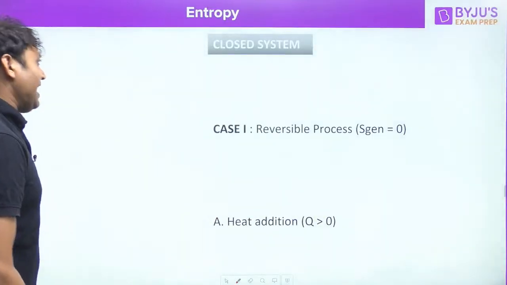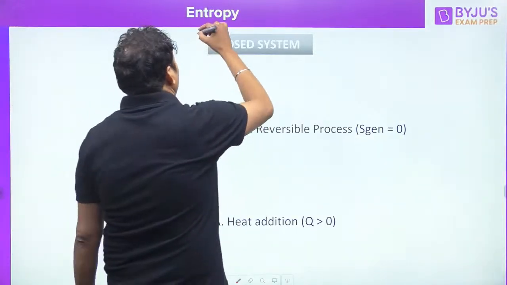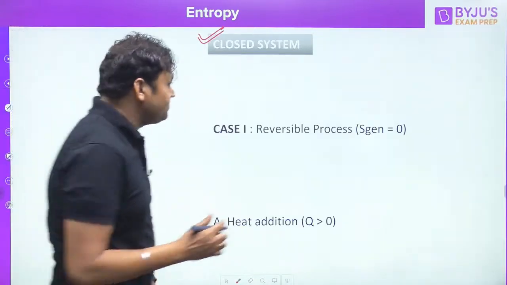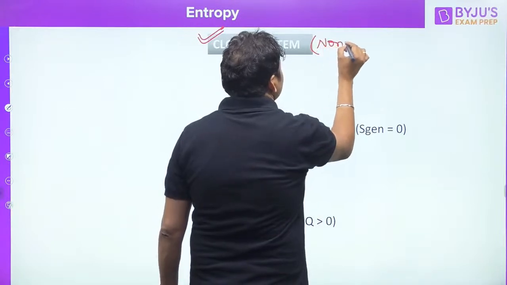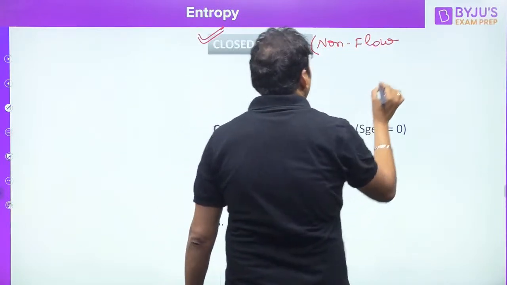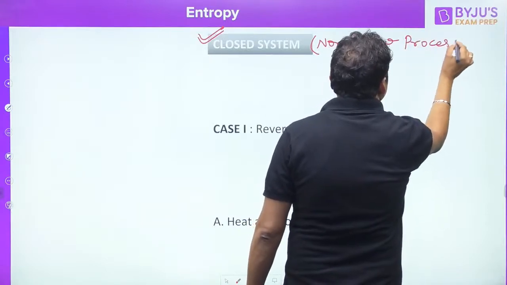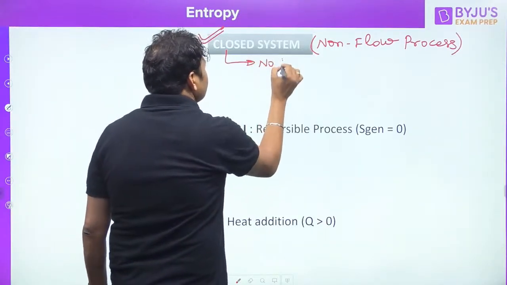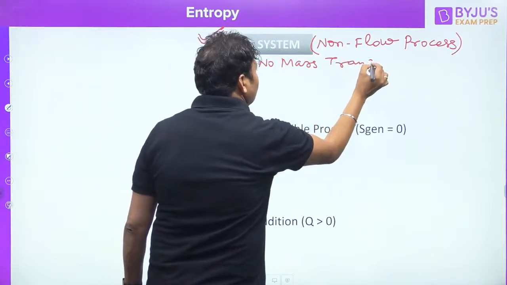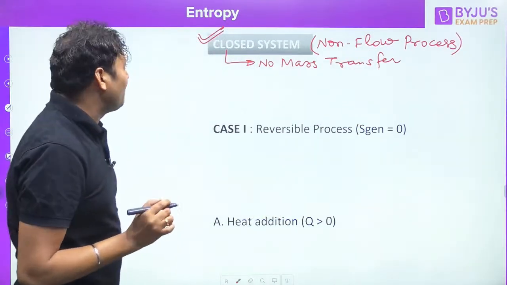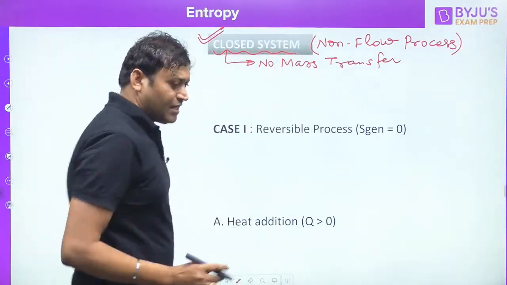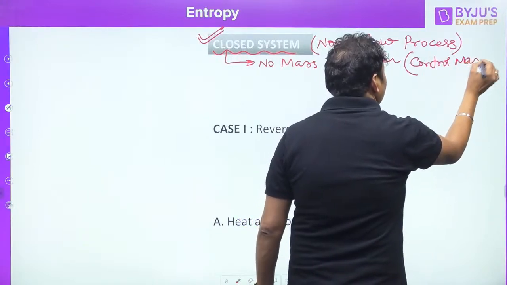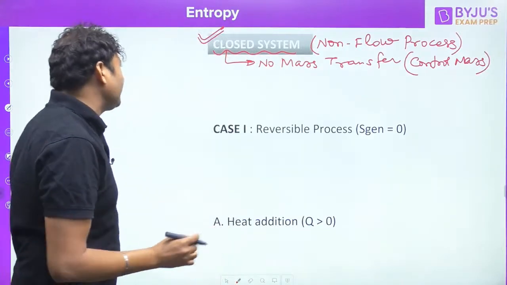Now, let us move a little further. Now, if we talk about a closed system, what is a closed system? We can say the system undergoing a non-flow process. Closed system is non-flow. There is no mass transfer. Only heat and work transfer will be taking place. For a closed system, that is why it is called control mass. Mass is constant.